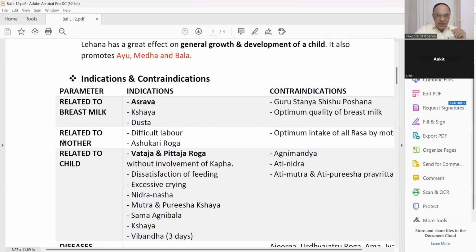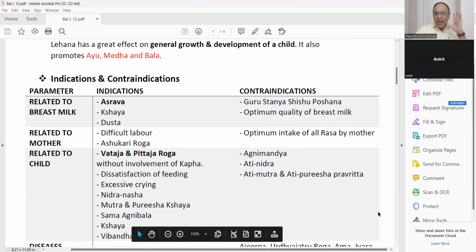Now, another parameter, the second parameter related to the mother. These are the two things. If the mother is having difficult labor, or if the mother is having ashukari roga, very infectious diseases, then how will the nutrition of the baby be? Tell me. Then we have to give a food supplement and medicine supplement in the form of lehana, because the mother cannot give enough milk. Lehana should not be given when there is optimum intake of rasa by the mother, so there is no need to give that particular lehana.